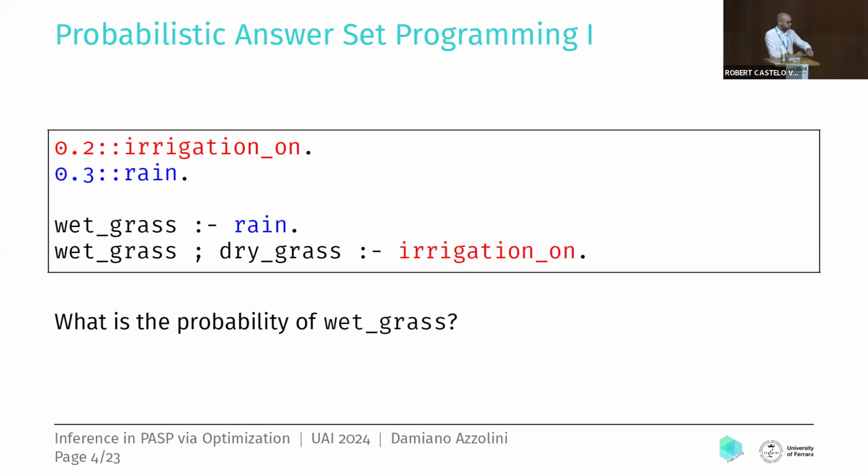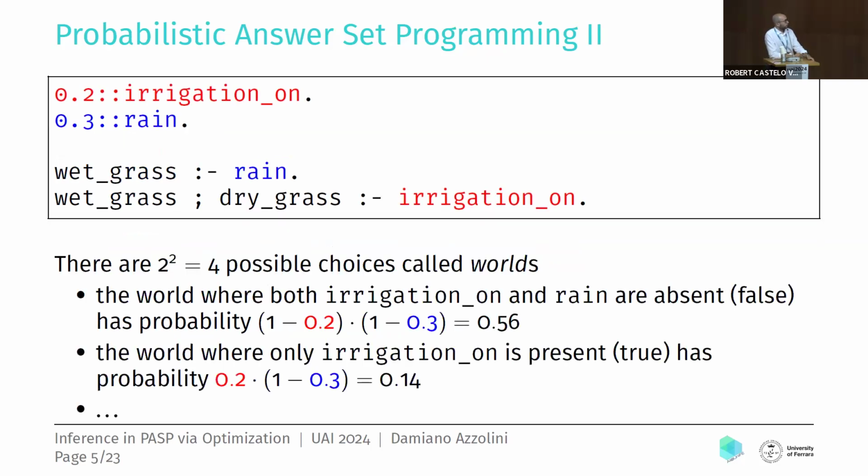Now we may be interested in computing the probability of a query. For example, what is the probability of wet grass in this scenario? And the whole pipeline is as follows. We need to consider all the possible combinations of truth values of probabilistic facts. We have 2 probabilistic facts. Each one can be true or false. So we have 2 to the power of 2 possible combinations of truth values, and these are called worlds.